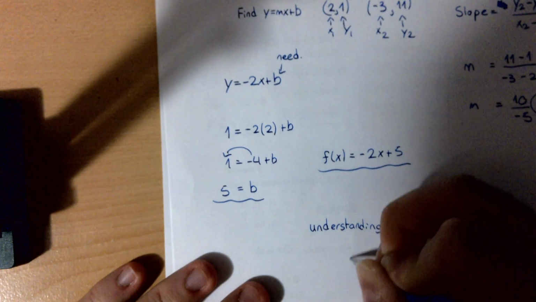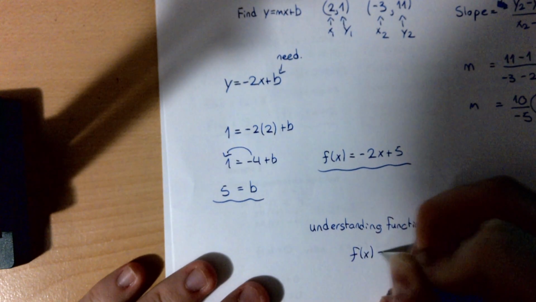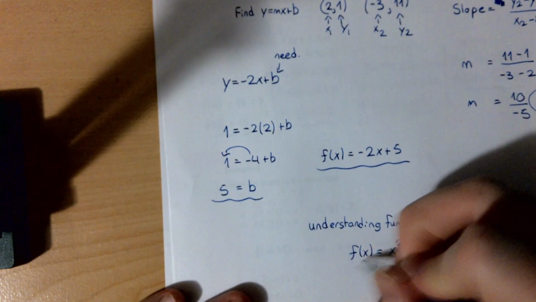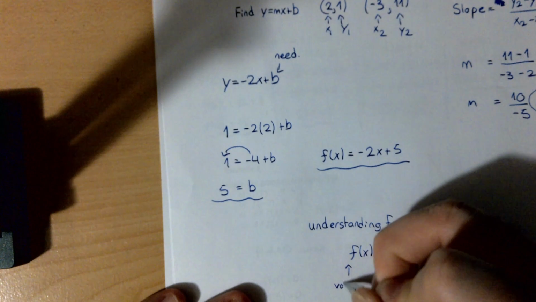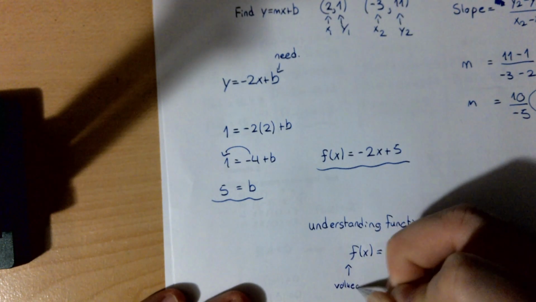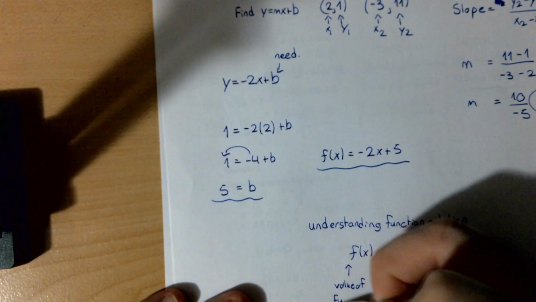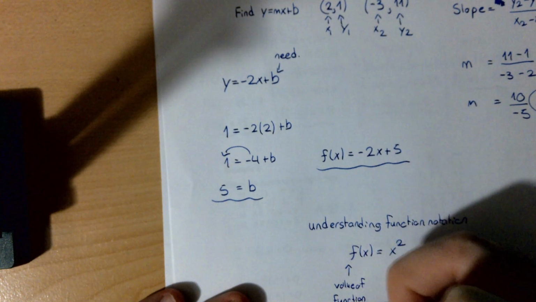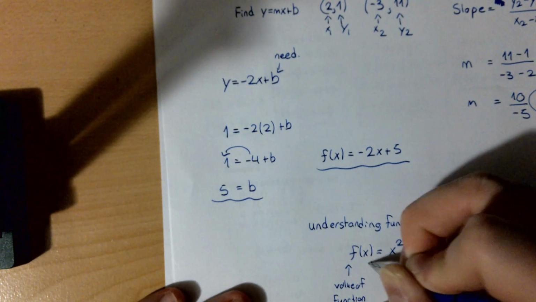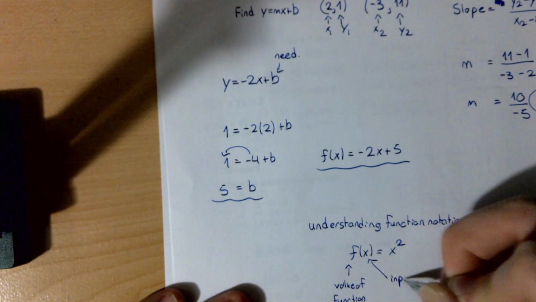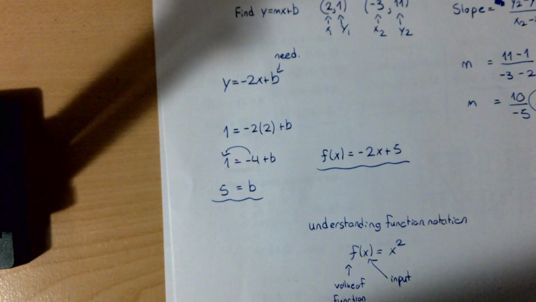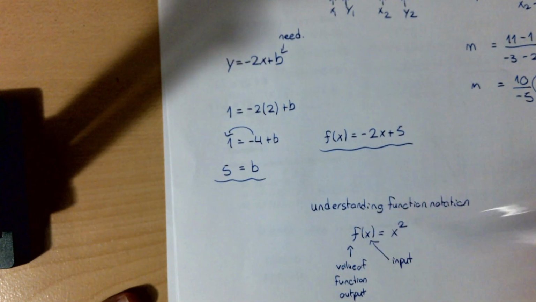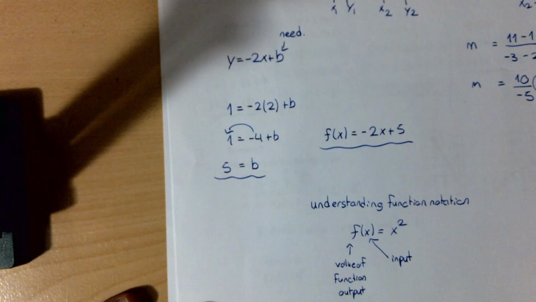And that just means when you see f of x is equal to, I'm just going to pick something really simple like x squared, this is the value of the function. So our output given our input. So when I plug in a value for x, I perform this equation in order to find out what the value of my function will be.